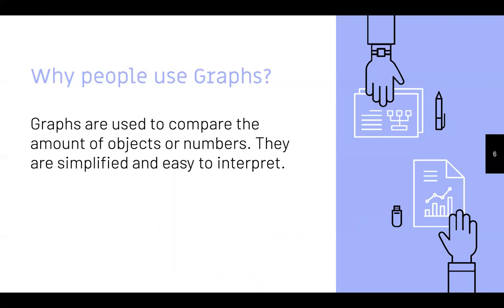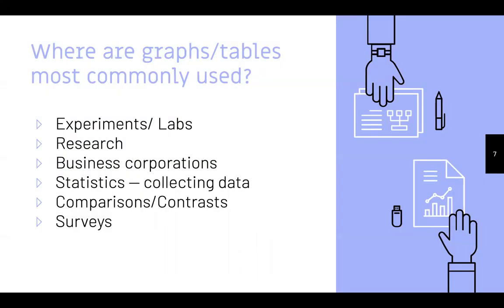So why do people use graphs? Graphs are used to compare the amount of objects or numbers. They're simplified and easy to interpret, and that's the most important part. They're easy to understand. It's easier to get information out of it, and it looks more professional. And that's where they're most commonly used.